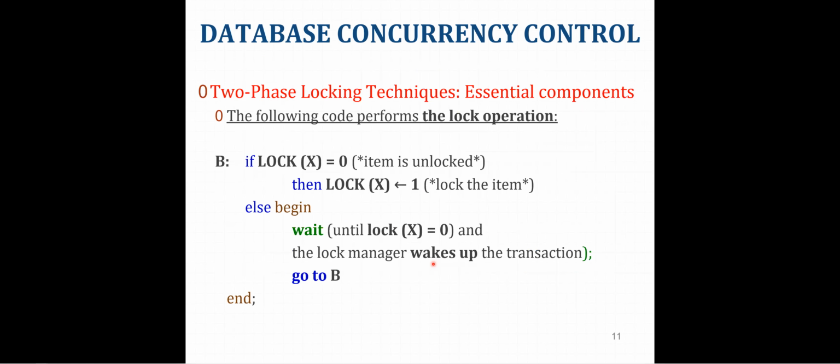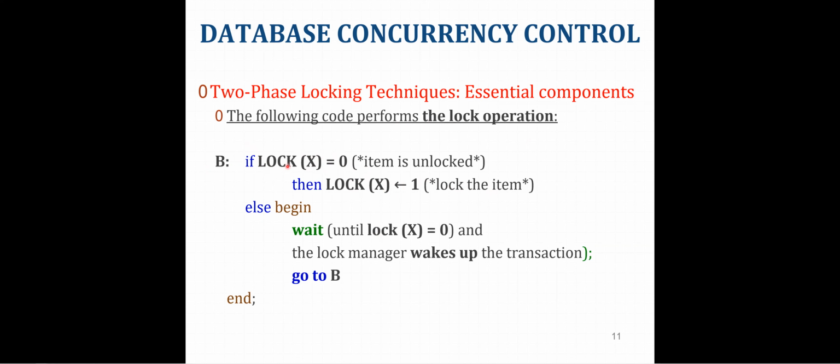An example of how binary locking can work. See how the lock operations in the binary locking technique work. If lock X equals 0, that means it's available, and the item X is unlocked. So what we will do is change the variable of lock X from 0 to 1. And now it's locked.